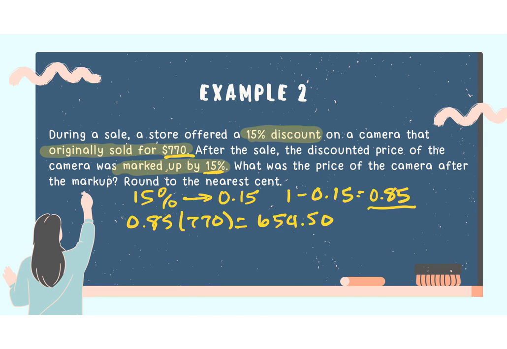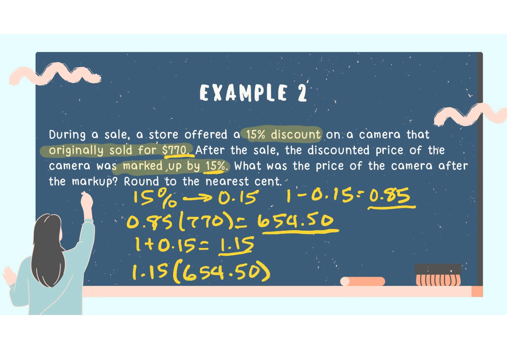So again, that 15% as a decimal, I've already got that written down, so I know it's 0.15. But a markup is an increase. So I do 1 plus 0.15, which is 1.15. I'm going to take that, multiply it by my new total, 1.15 times 654.50, which brings me a total of 752.675. Now, round to the nearest cent.